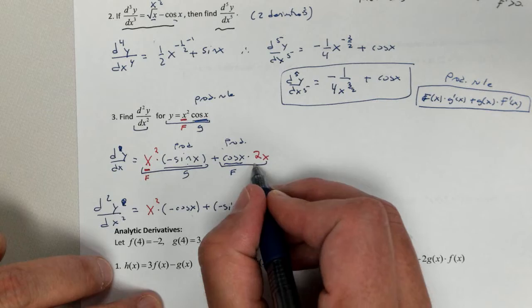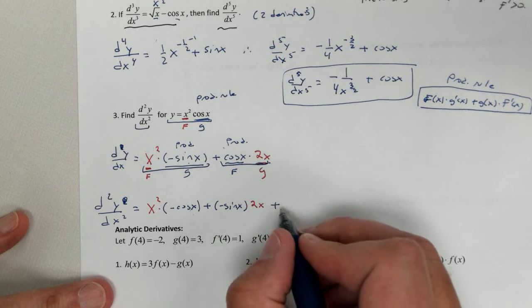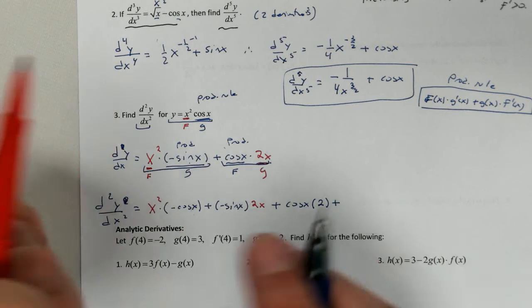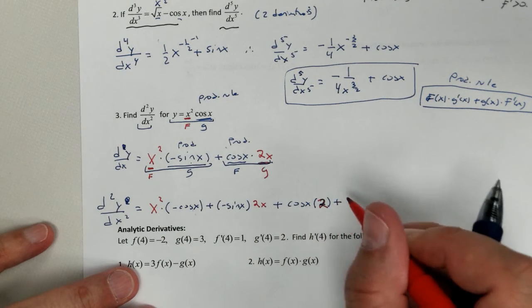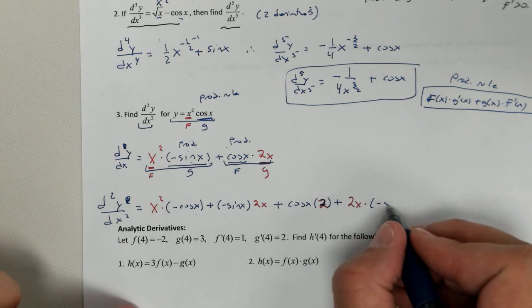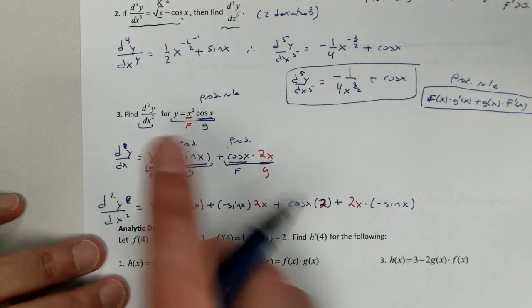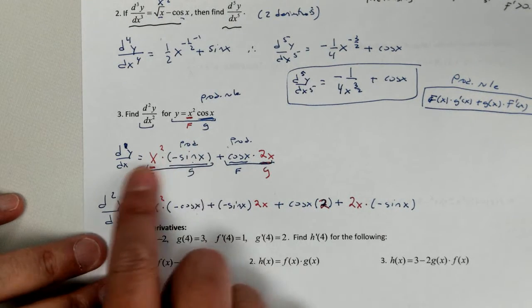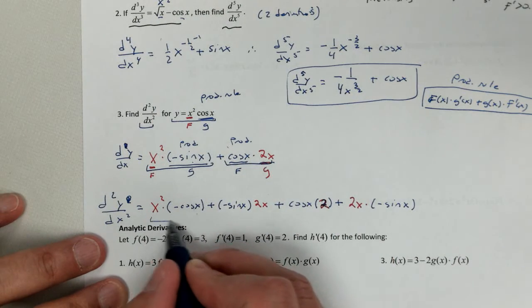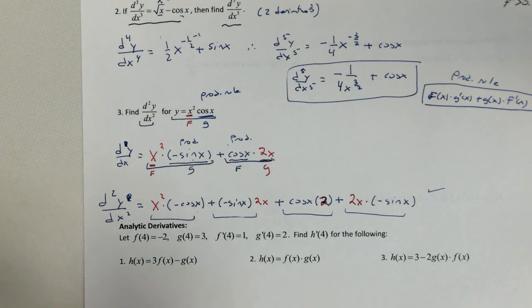If this is f and this is g, let's do it. The first, which is cosine of x, times the derivative of the second, plus the second, 2x, times the derivative of the first, negative sine of x. Now, an easy way to check it: you should have two parts for the first product, and two parts for the second, for a total of 4. So we got 1, 2, 3, 4. We're done. Do not simplify.